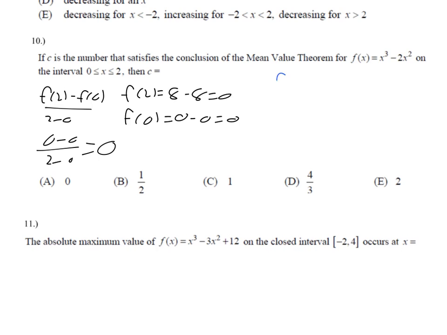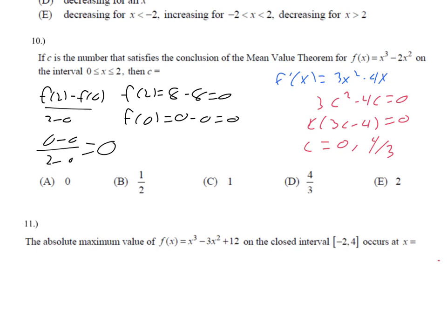Now let's find the derivative. F prime of x is equal to 3x squared minus 4x. Plug in c. 3c squared minus 4c is equal to 0. Factor out a c. 3c minus 4 is equal to 0. C is equal to 0 and 4/3. But remember that c has to be between that interval. I can't do what we call hitting a post. That's not in the interval, it's an endpoint. So the only possible value that I can choose is 4/3.